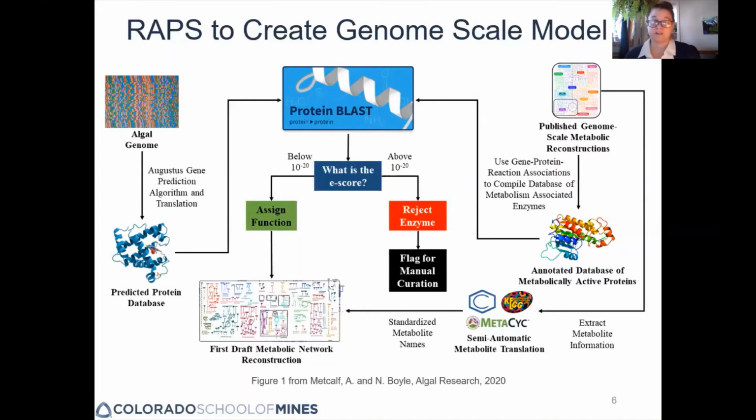A list of proteins that are predicted is compiled from genome sequence data. This list is then compared to a database of metabolism-associated enzymes from the donor models using the NCBI protein BLAST tool. If the E score is satisfactorily low, indicating that both proteins share a function, then the associated reaction is added to the draft network reconstruction.